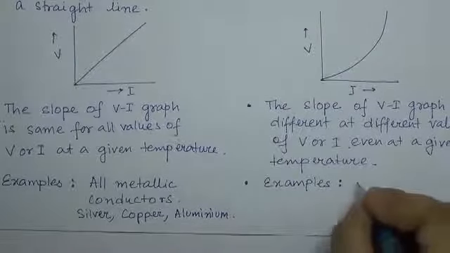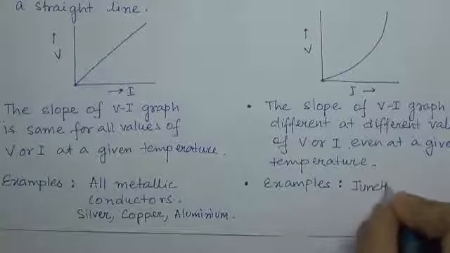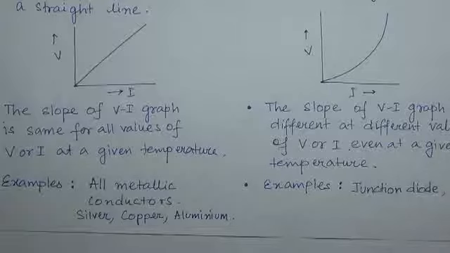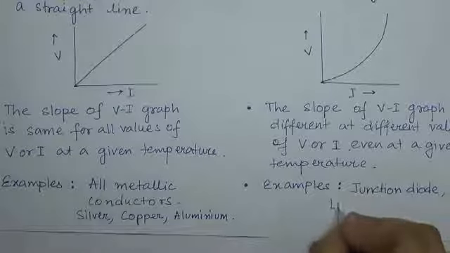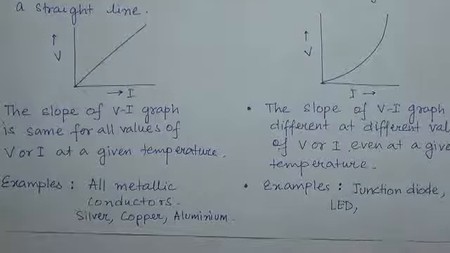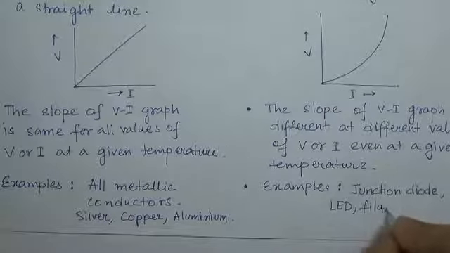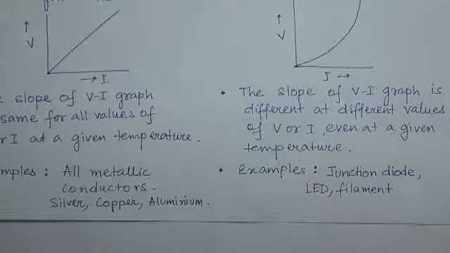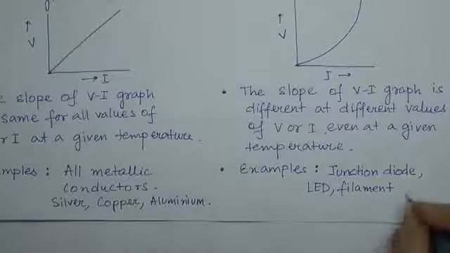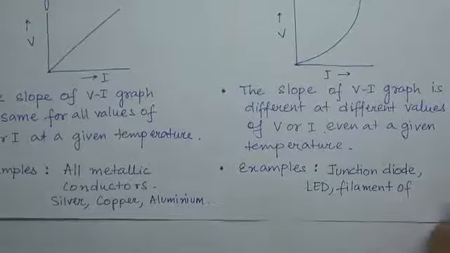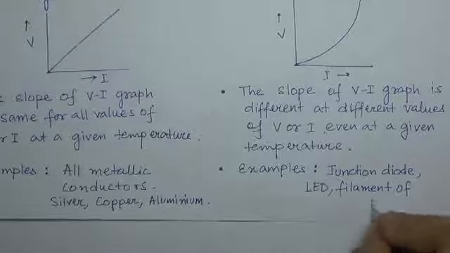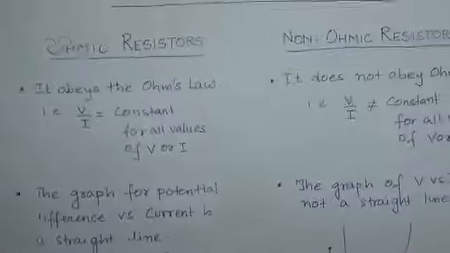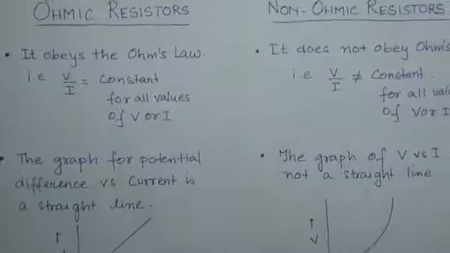Non-ohmic resistors: junction diode. You will be studying junction diode in class 11. Then LED, non-ohmic. Then the filament of a bulb, you must have seen in your house. All of you must be using bulbs in your house. The bulb inside the glass case has a filament. That filament of a bulb is a non-ohmic resistor. It does not follow Ohm's law. So this is the difference between ohmic and non-ohmic resistors.